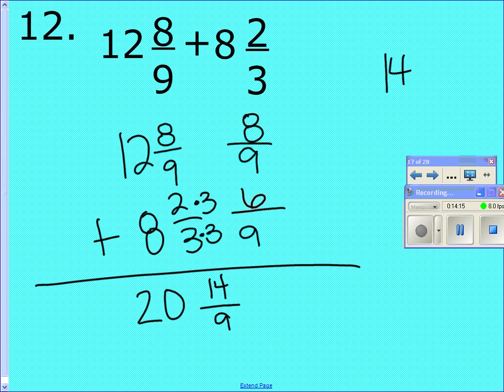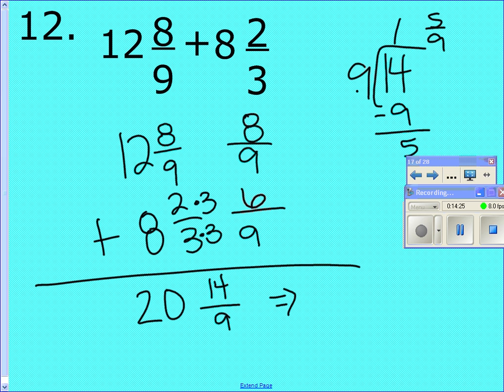Okay, so we're going to do top in, bottom out. 9 goes into 14 one time. 14 minus 9 is 5, which is the numerator. So 14/9 converted to 1 and 5/9. So your final answer is 21 and 5/9.